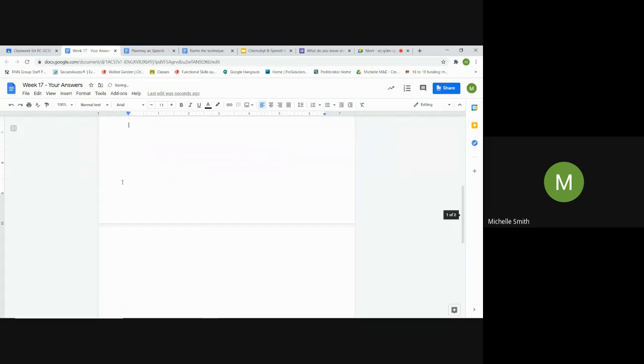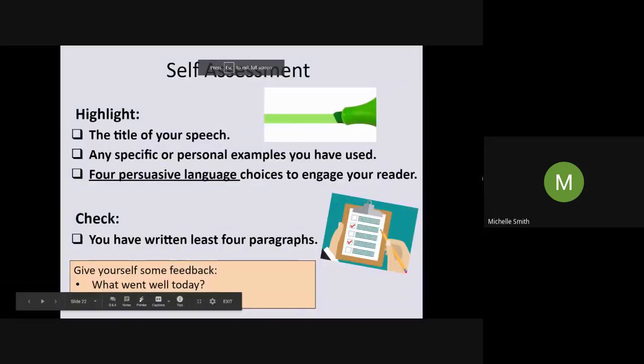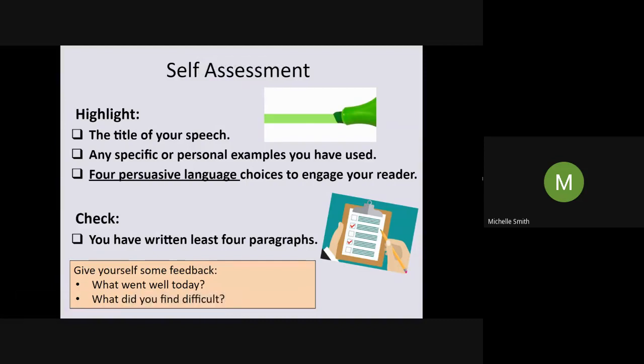You've also got possibly targets that we can write up on Pro Portal for you, Pro Monitor for me. So make sure that you complete that aspect of this lesson. It's not optional. It's actually just as important as the main task. So pause this video, underneath where you've written your speech, check, highlight, and give yourself some feedback for the task you've completed today.